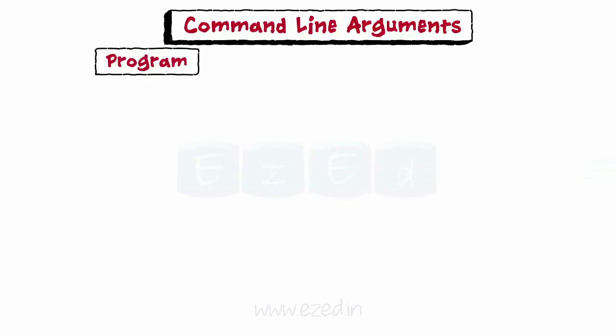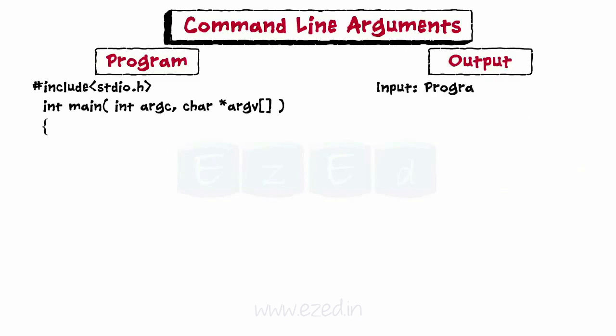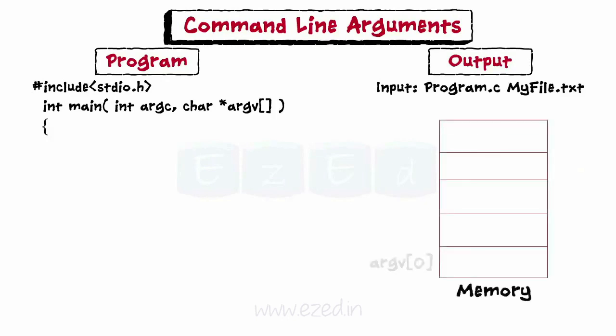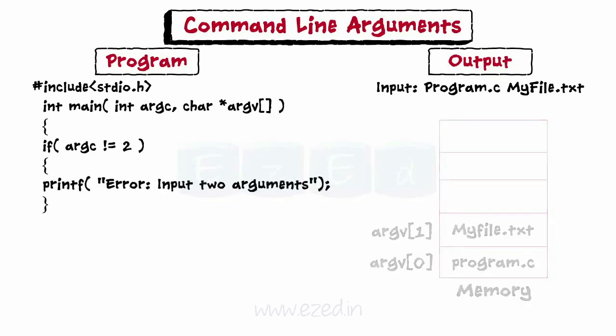Let's write a C program that explains the use of argc and argv. We declare a main function with arguments argc and argv. We input the program name and the file name. argv[0] is the name of the C program. argv[1] is the file name. The program first checks to ensure the user has added two arguments. If not, then an error is printed.